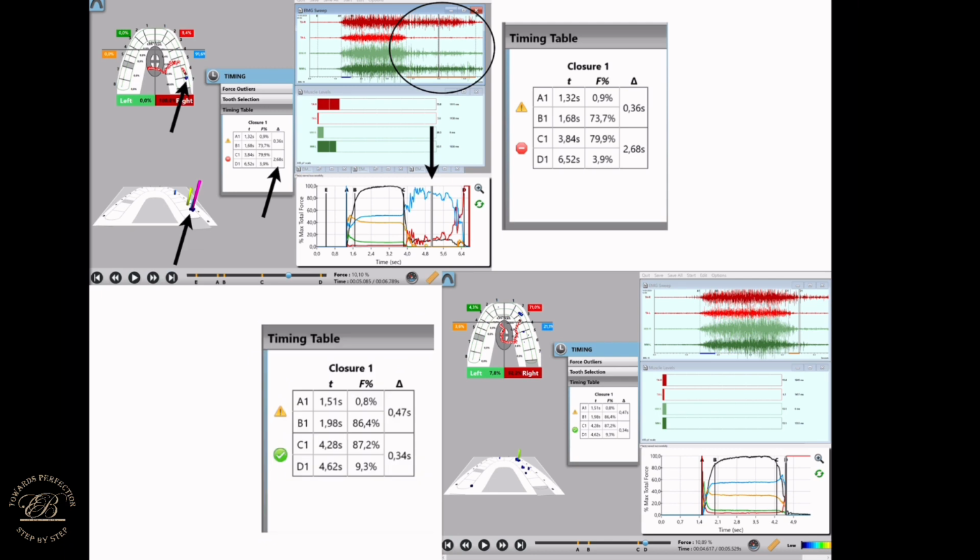This is the after treatment, where you can see that the balance forces now goes from the center and out to the right side. The muscle activity has fallen, and the time frame is now, instead of 2.5 seconds, actually 0.3 seconds.